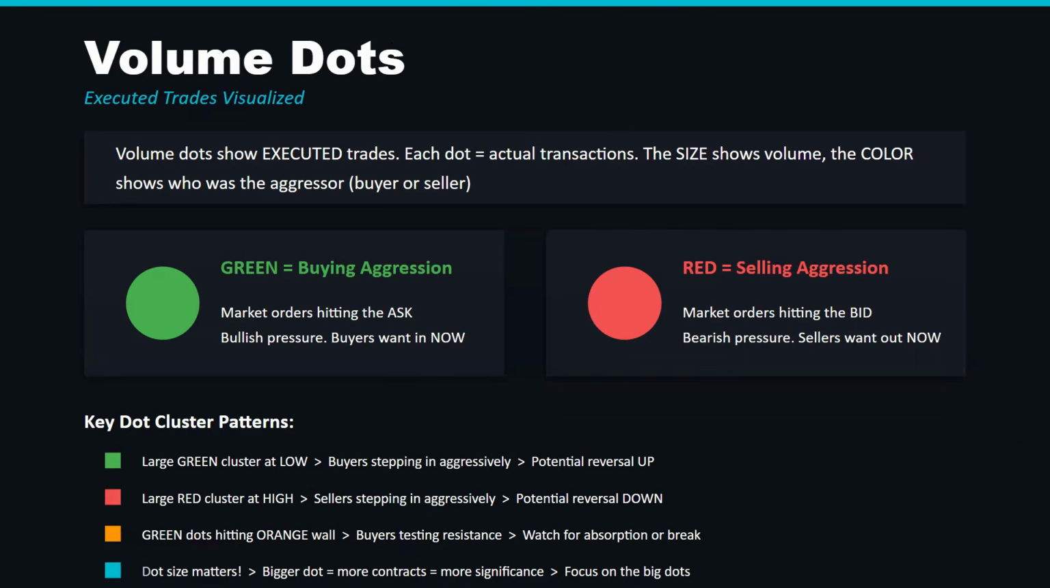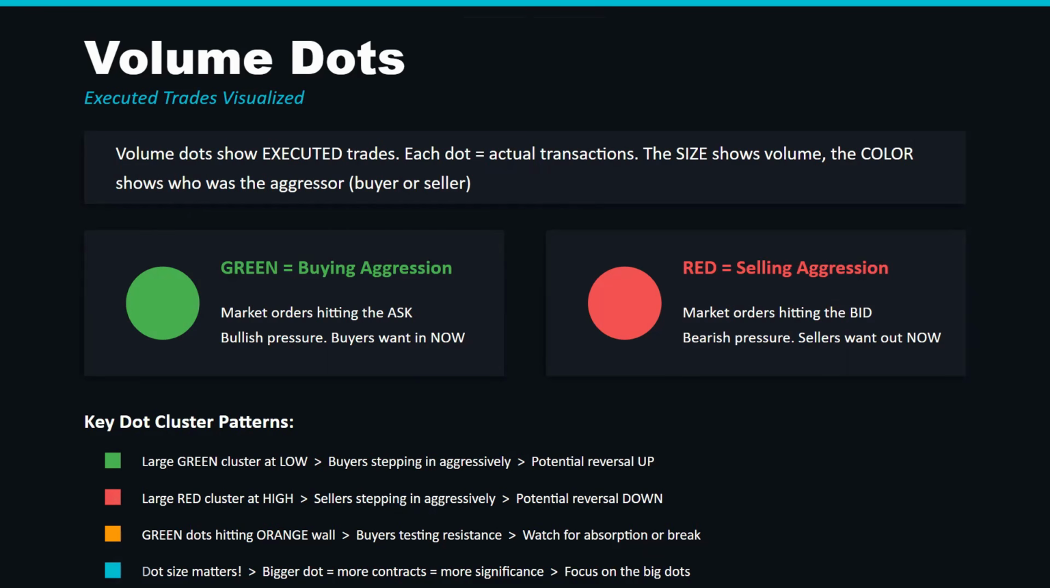Right, volume dots show executed trades. Green dots mean someone buys at the ask. That's aggressive buying, so bullish pressure. Red dots mean someone has sold at the bid, right? Think aggressive selling and bearish pressure.